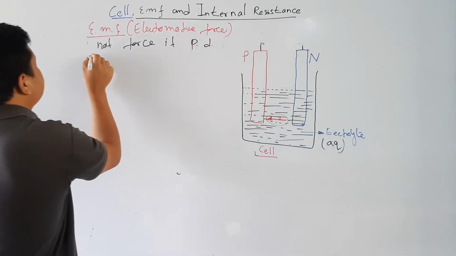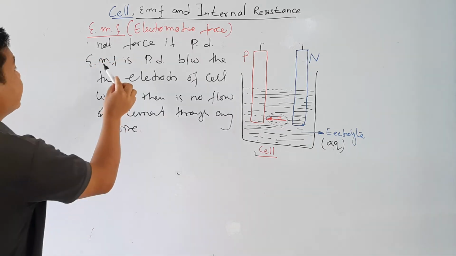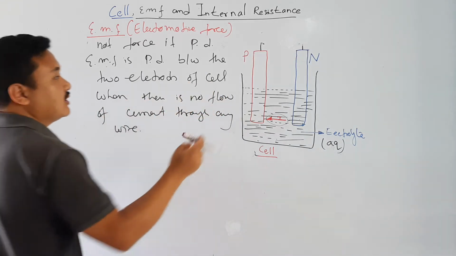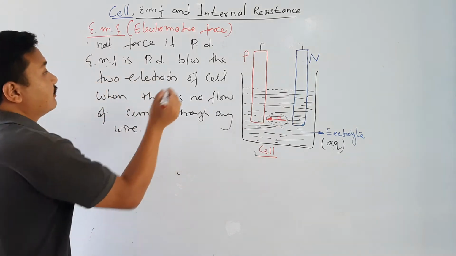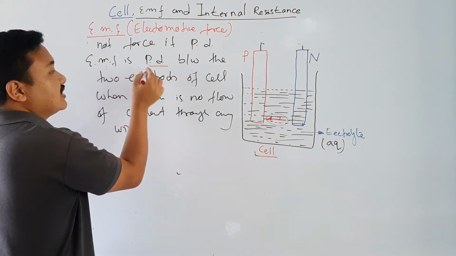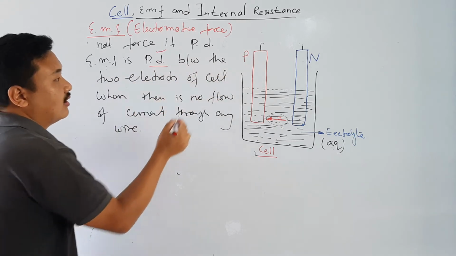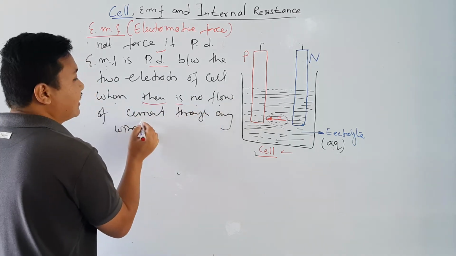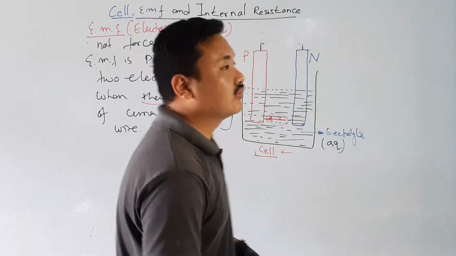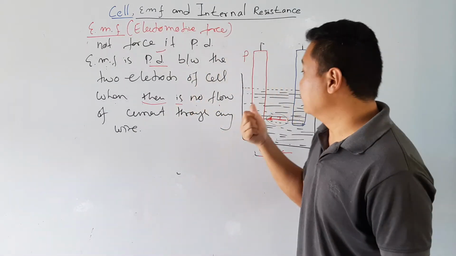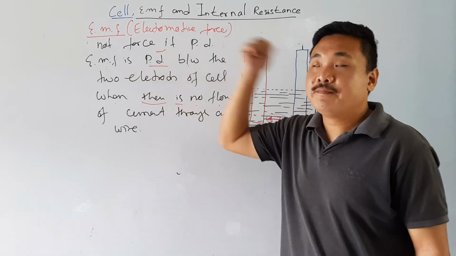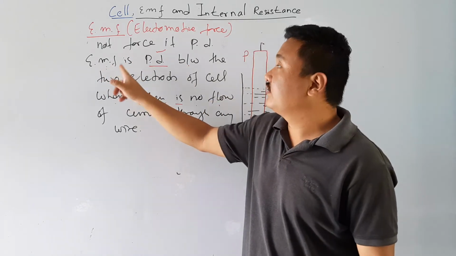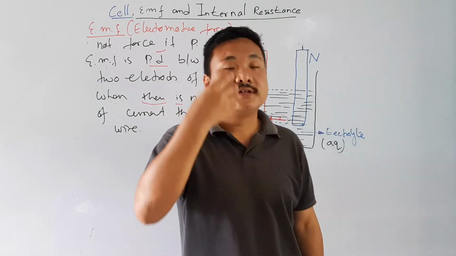So this is EMF. EMF is the potential difference between the two electrodes of the cell, when there is no flow of current through any wire between these two electrodes. Potential difference and EMF are the same. EMF is not a force, it is also a potential difference.